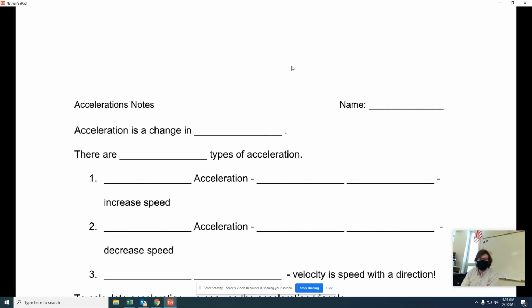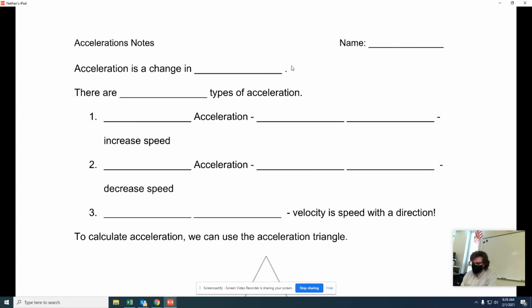Past couple classes, we've been looking at speed and velocity. And today we're going to start talking about acceleration. Our definition for acceleration is a change in velocity. So to think about that definition, we have to think about our definition of velocity. So if you want to write a reminder to yourself over to the side, velocity is speed and direction.